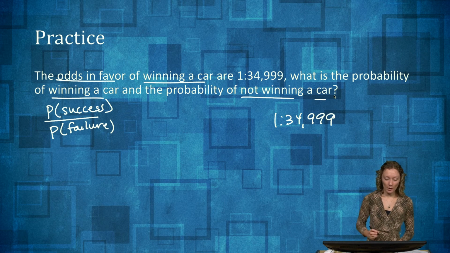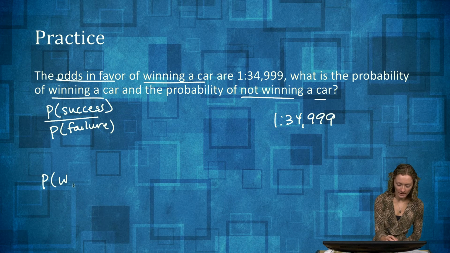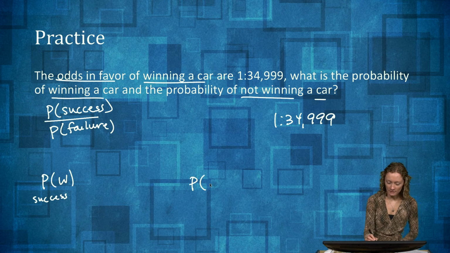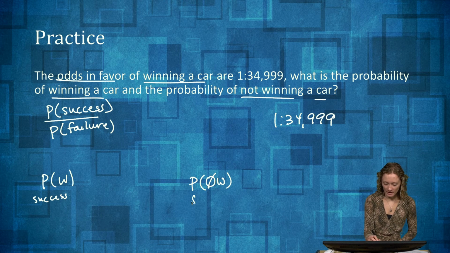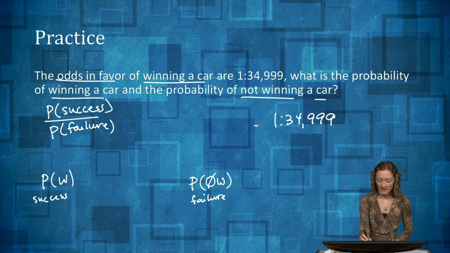So we actually want both. Probability of winning is success, and probability of not winning is the failure fraction. So go backwards through the process.